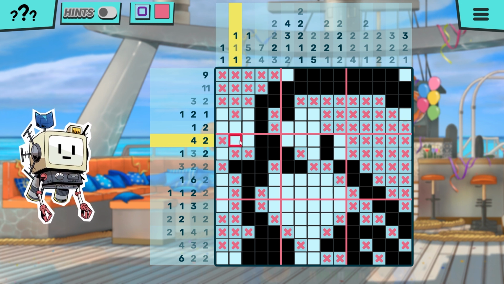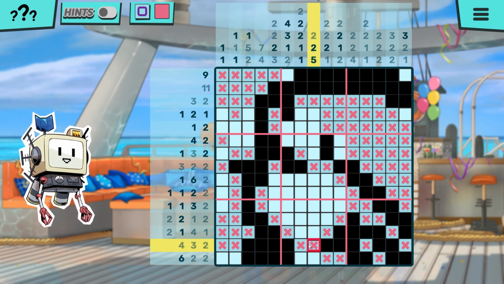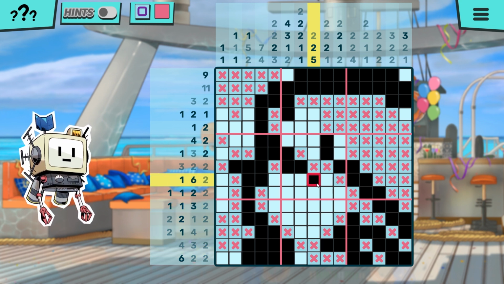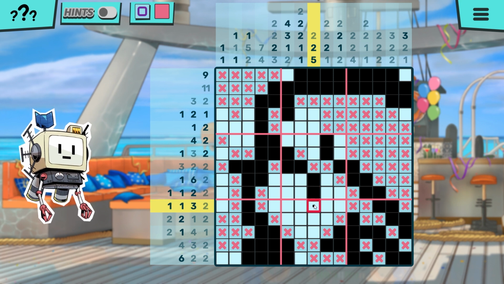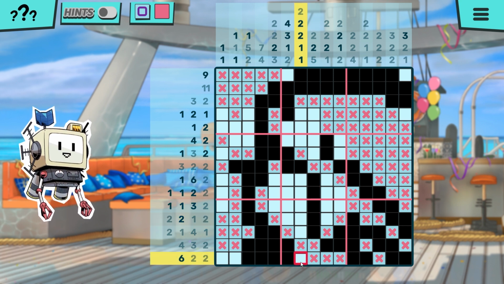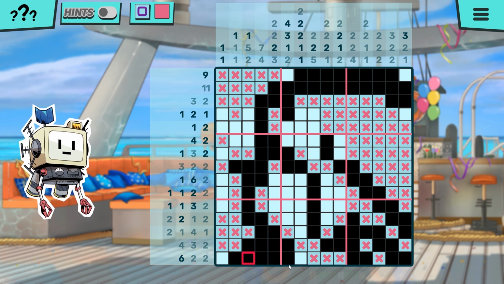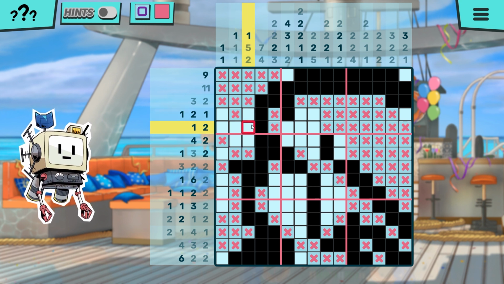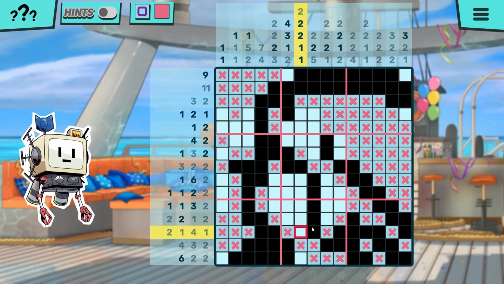Done. Okay, well, first off, this can just be flat out X'd off, but that does mean that nothing can be there because 5 is the last number. Actually, that means that the 5 has to be here, which means that this can move over one more, which means that's the final one of the row. That one has to be somewhere in there.